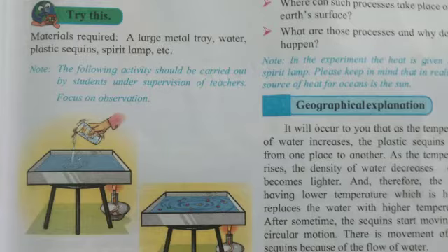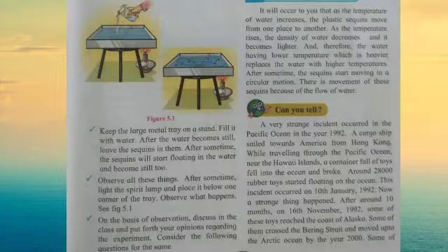Try this. Materials required: a large metal tray, water, plastic sequins, spirit lamp, etc. Observe figure 5.1. Keep the large metal tray on a stand and fill it with water. After the water becomes still, leave the sequins in it. After some time, the sequins will start floating in the water and become still too.